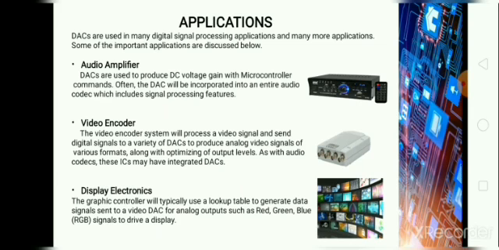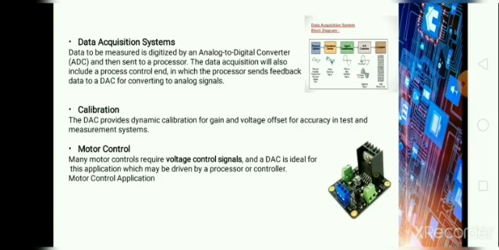As with audio codecs, these ICs may have integrated DACs. Display electronics. The graphic controller will typically use a lookup table to generate data signals sent to a video DAC for analog outputs such as RGB signals to drive a display. Data acquisition systems. Data to be measured is digitized by an A to D converter and then sent to a processor. The data acquisition will also include a process control in which the processor sends feedback data to a DAC for converting to analog signals.